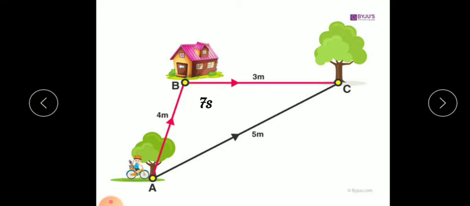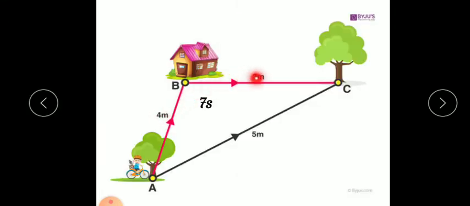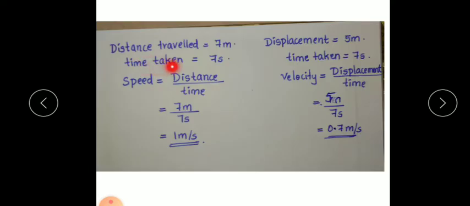How can we find this? The distance traveled in this case is how much? 4 meter plus 3 meter, how much? 7 meters. So the boy traveled along the path through B, then he reached C. The distance traveled is 7 meter, and in order to reach this point, he took 7 seconds. So the time taken is 7 seconds. So he traveled 7 meter in 7 seconds.